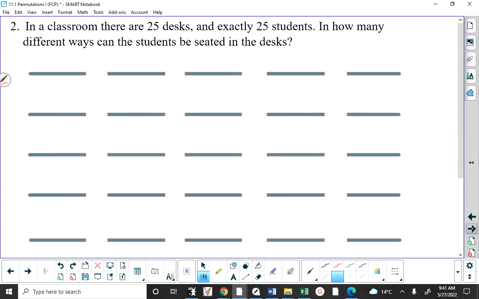Number 2, we've got a class with 25 desks, and as it turns out, exactly 25 students. It's day 1 of the class. How many different ways can the students be seated? How many different ways could they pick where they're going to sit for this semester? Well, this is a little bit weird to think about, but we have to think about it somehow that's going to work with the fundamental counting principle.